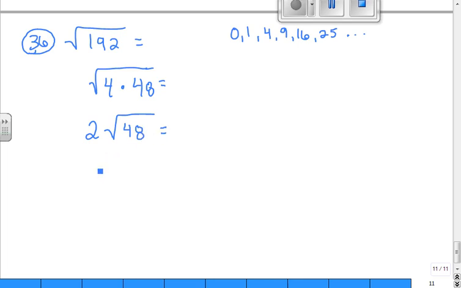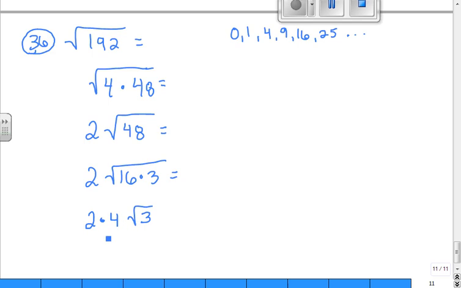Well, we know that 4 goes into 48. 48 is a little smaller. We can work with it a little easier. Let's see if anything bigger goes in there. 9, no, that doesn't work. 16, yes, 16 works. So we have 16 times 3. The square root of 16 is 4, so it comes outside. And we're left with the square root of 3.